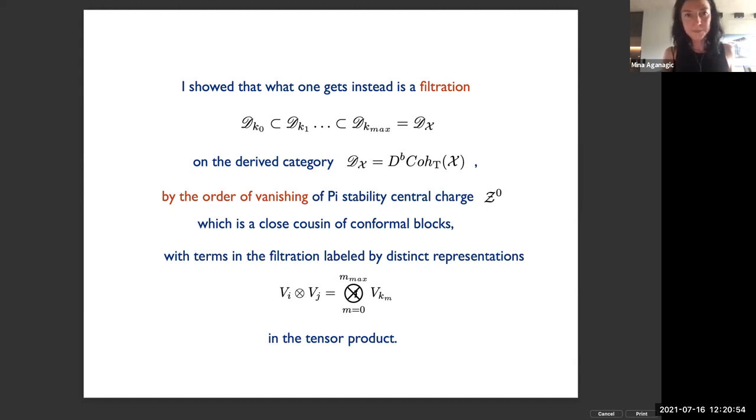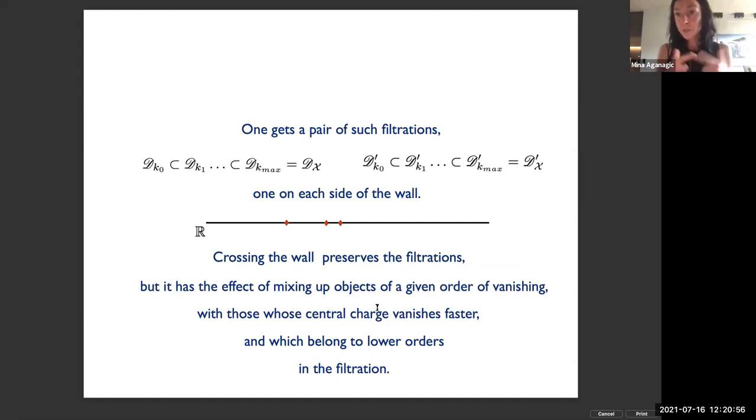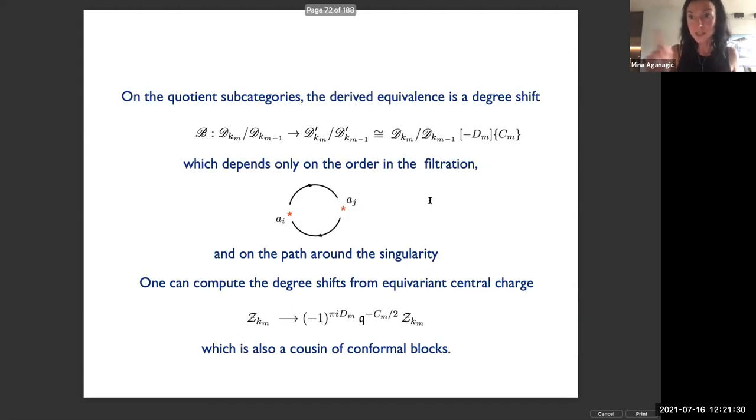It should be a sum and not a product. In fact, one gets a pair of such filtrations, one on each side of the wall, and crossing the wall preserves the filtrations because, as is familiar from mirror symmetry type intuition, braiding has the effect of mixing up objects of a given order of vanishing of the central charge with those whose central charge vanishes faster and which belong to the lower orders in the filtration. Existence of such a filtration is derived and assumes mirror symmetry that I'll tell you about later. Okay. So I'm telling the story a little bit backwards.